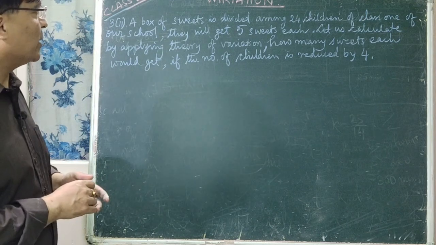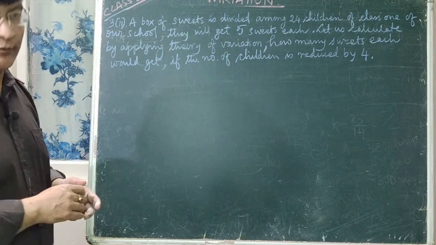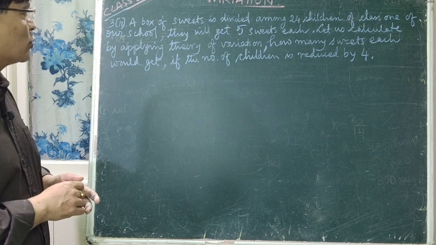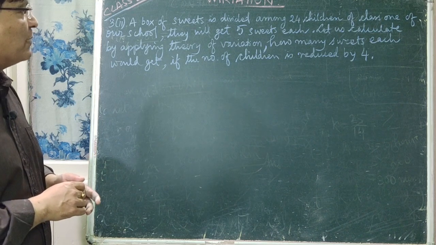A box of sweets is divided among 24 children of class 1 of our school and they will get 5 sweets each.